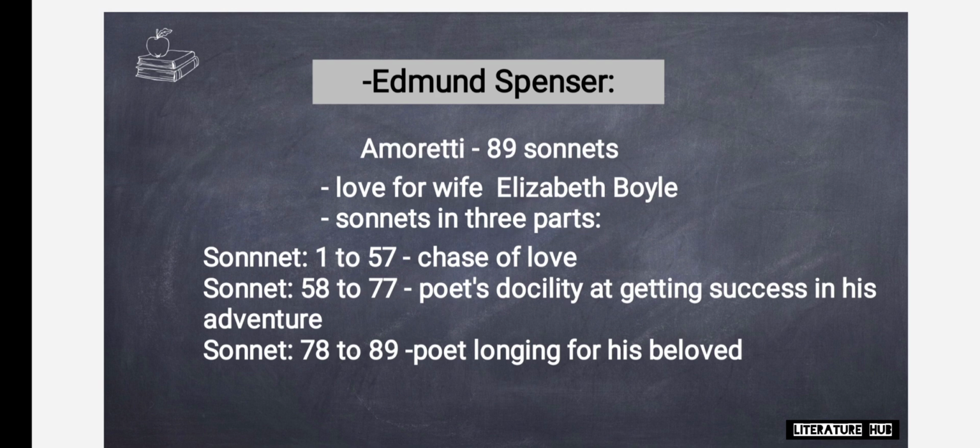In part 1, sonnets number 1 to 57, there is a record of the chase of love. In part 2, from sonnet number 58 to 77, the poet shows his humbleness at getting success in his adventure. In part 3, from sonnet number 78 to 89, the poet's yearning for his beloved who is not present for some reason.